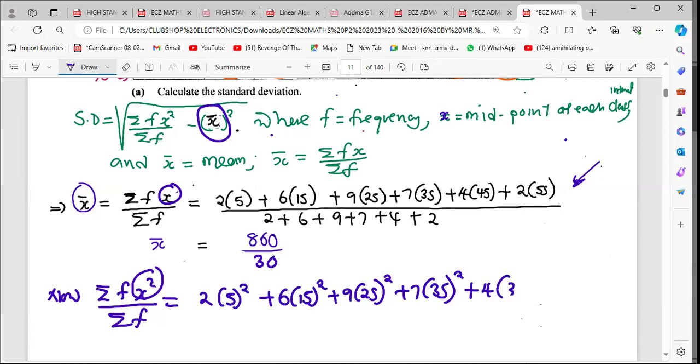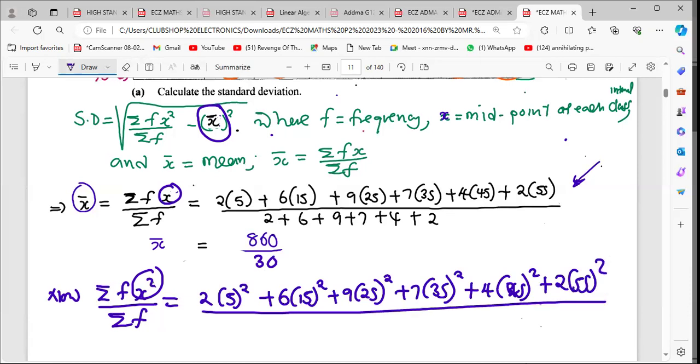This would be 45 squared plus 255 squared. Then these are the same. If you want, you can just write 30 because you know that when you add them, you get 30. Is that okay?